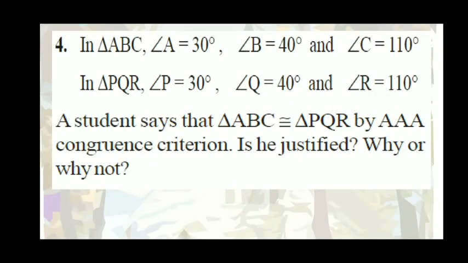Now in question number 4, we have triangle ABC, angle A equals 30, angle B equals 40, angle C equals 110 degrees. In triangle PQR, angle P equals 30, angle Q equals 40, and angle R equals 110 degrees. A student says that triangle ABC is congruent to triangle PQR by AAA test, as all the three angles of the two triangles are equal. Could he be justified in saying that the triangles are congruent?